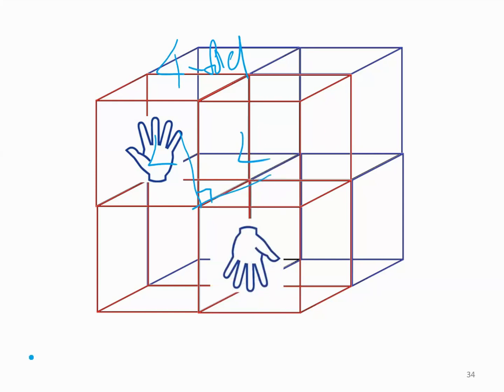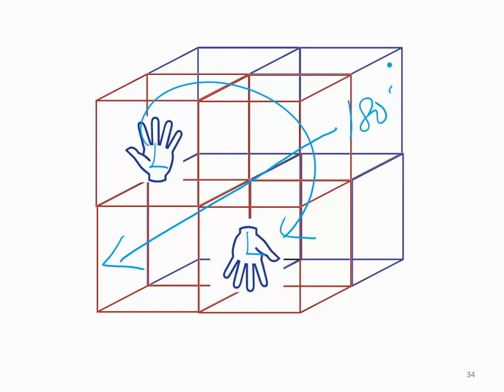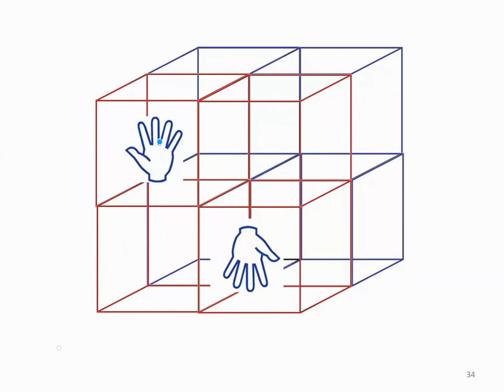How about this one? If this is left hand, then this is left hand. So the 2-4 axis is along this direction, then it rotates 180 degree. Okay? But what if this is left hand and this is right hand? Then you will go through one inversion point.